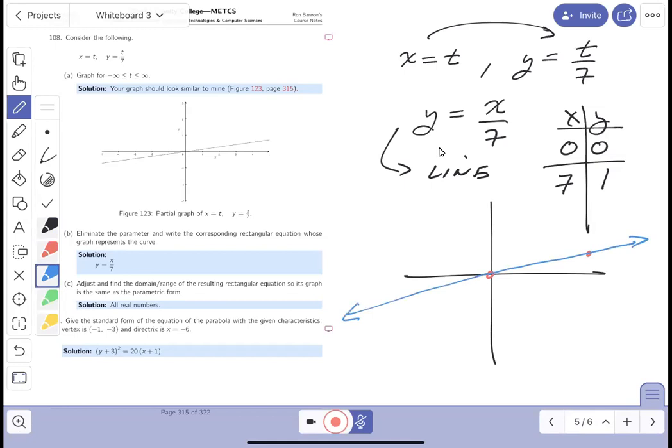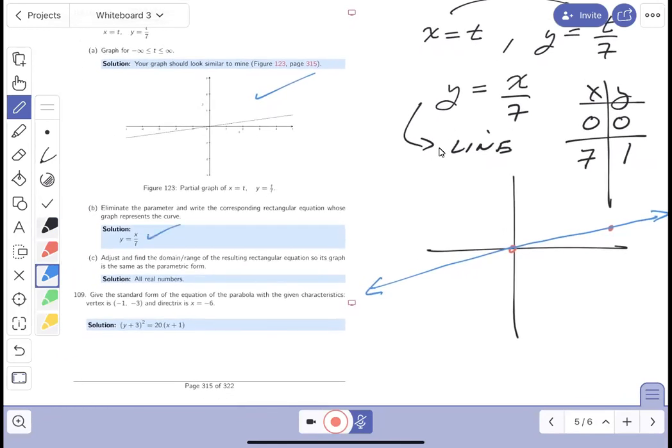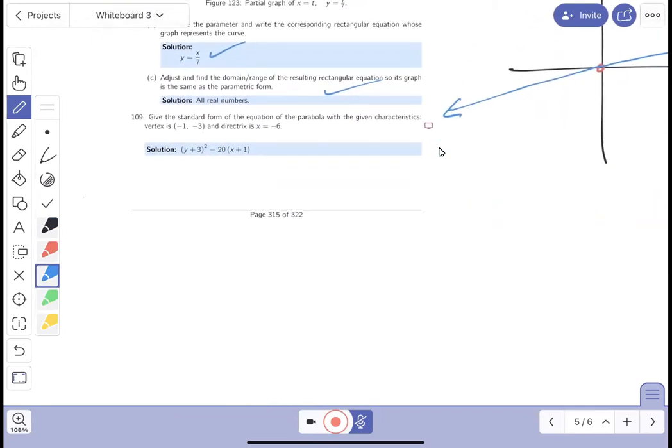All right. It says graph it. I graphed it. Is my graph their graph? Well, I like to graph better, but it's really the same graph. Eliminate the parameter. I did that. Next thing says, what's, for example, the domain and range of it? Well, I'm looking at it. Domain and range is all real numbers. All right. Let's do 109.